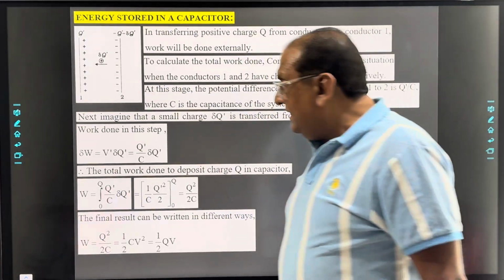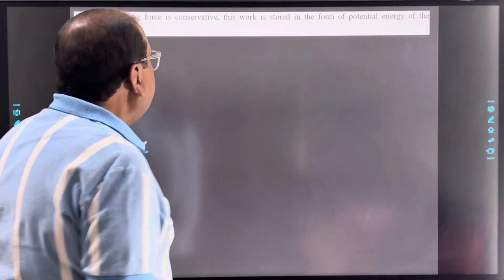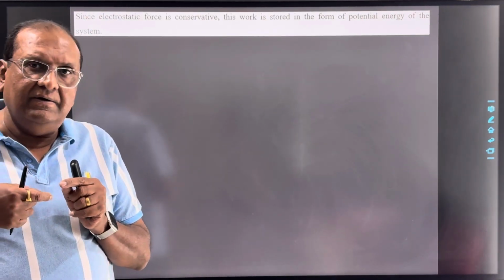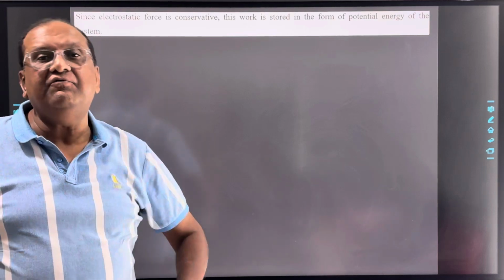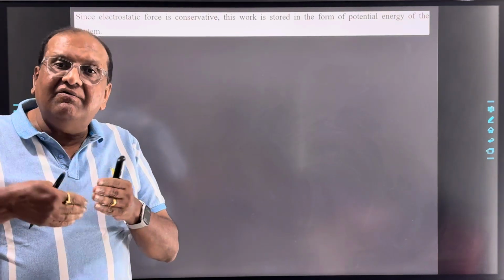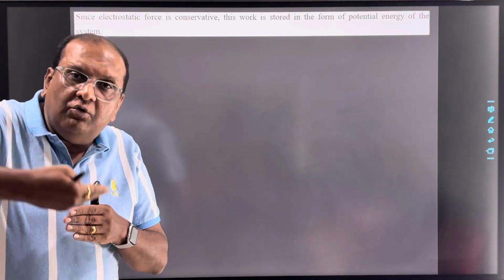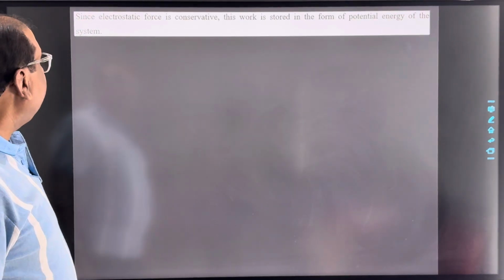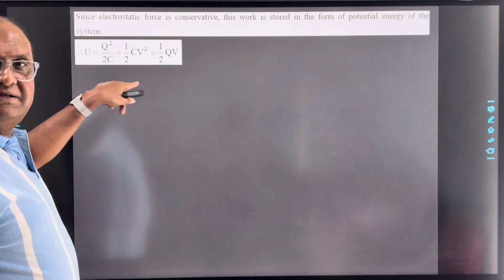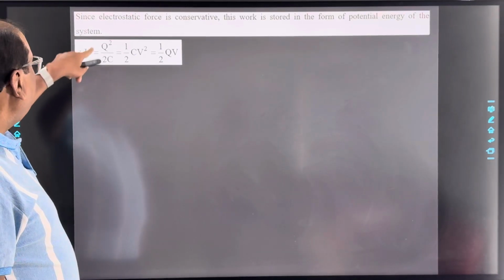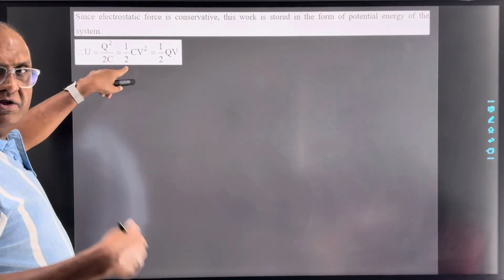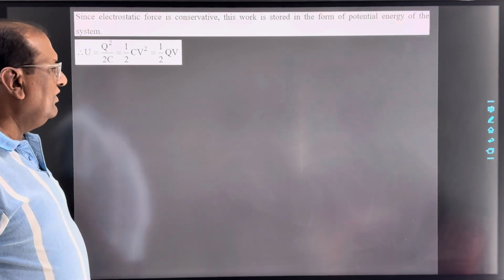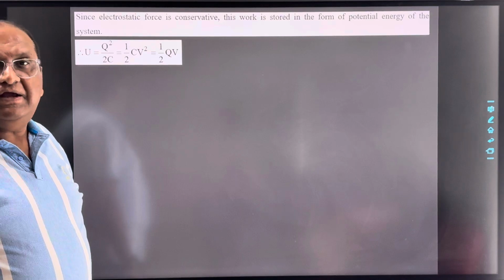Clear? Here the electrostatic force against which we do external work is a conservative force. So this total work done will be stored in the capacitor in the form of energy. We can say the potential energy stored is U equals Q^2/2C, or the same thing written as half CV^2, which equals half QV.